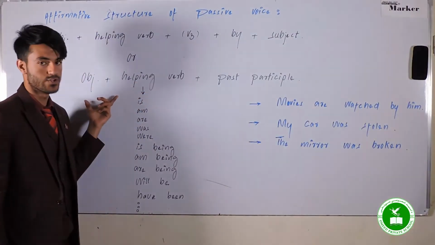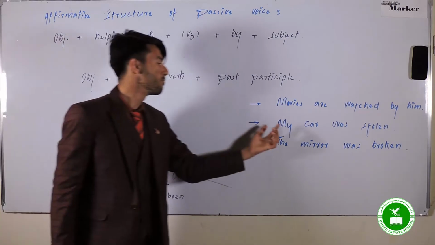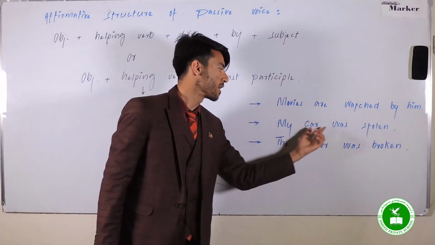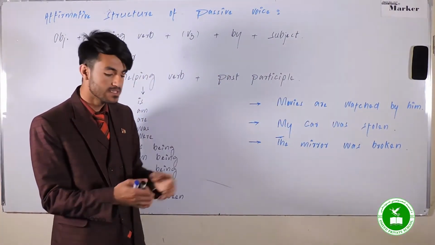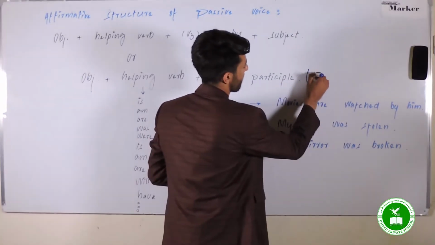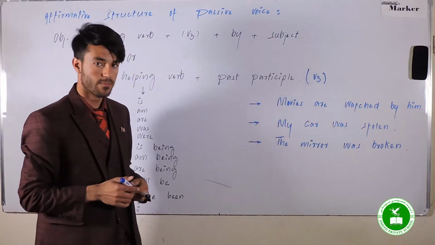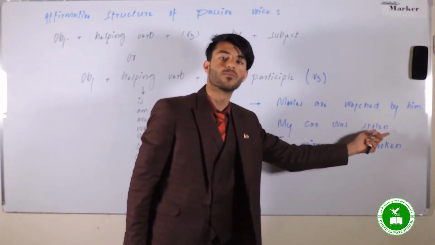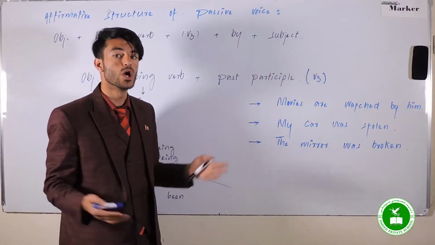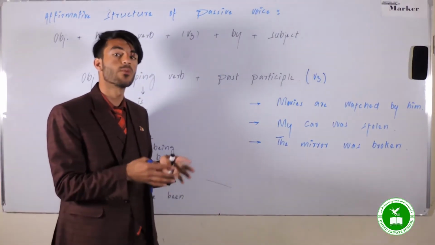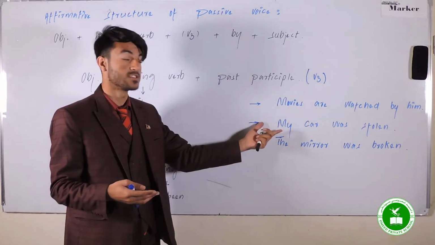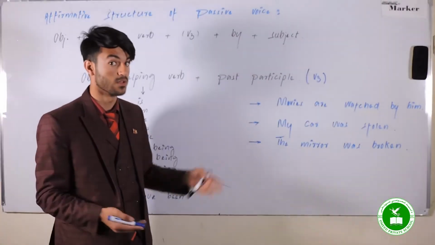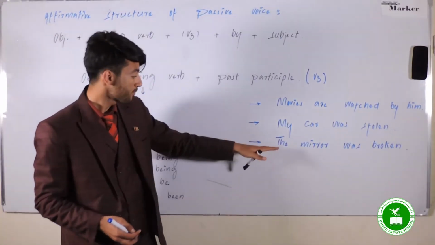Or, for this structure, when you want to write examples, object, my car. After that, helping verb, was. My car was. In past participle, it means verb 3, or third form of the verb. My car was stolen. Object, helping verb, verb 3. My car was stolen. You don't know who stole your car, right? So that's why we use passive when you don't want to mention the subject, or you don't have information about the performer of the action. So you use passive. My car was stolen. You don't know who stole your car.